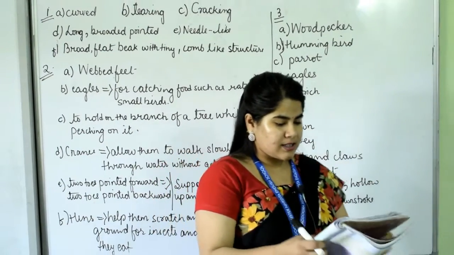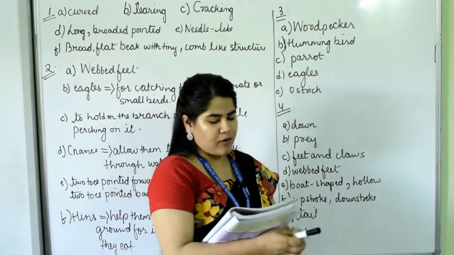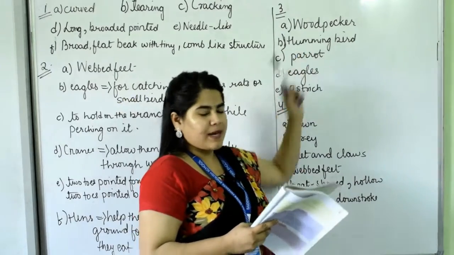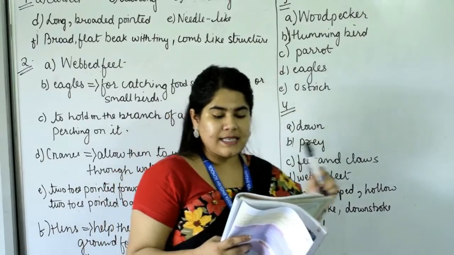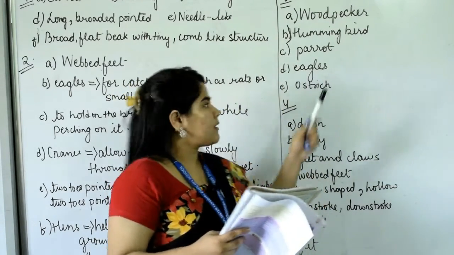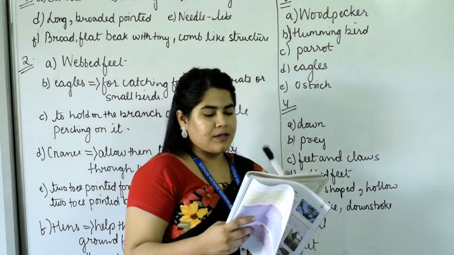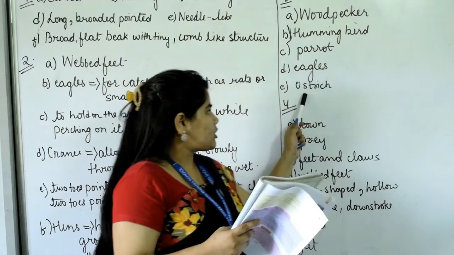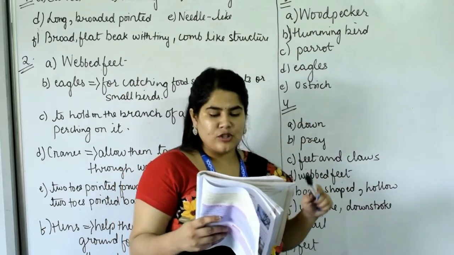Now everyone turn the page. Question number 3, name the following: a bird with chisel like beak, woodpecker; a bird with needle like beak, hummingbird; a bird with curved beak, parrot; a bird with talons, eagles; a flightless bird, ostrich, okay.